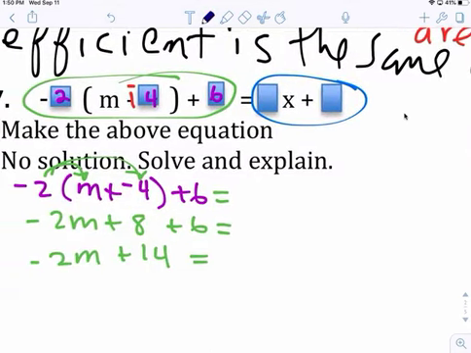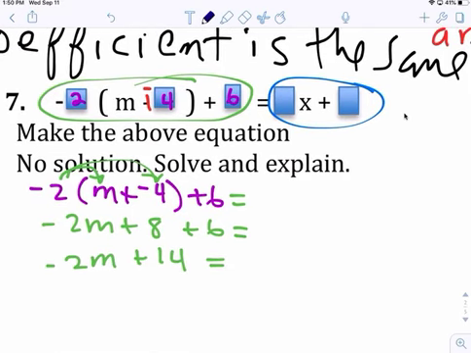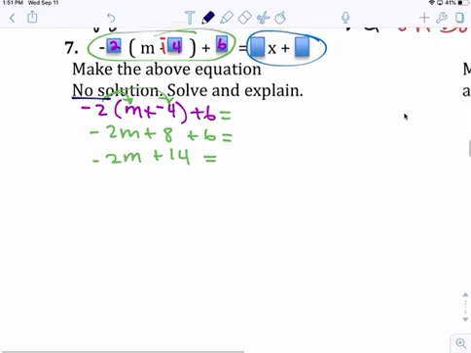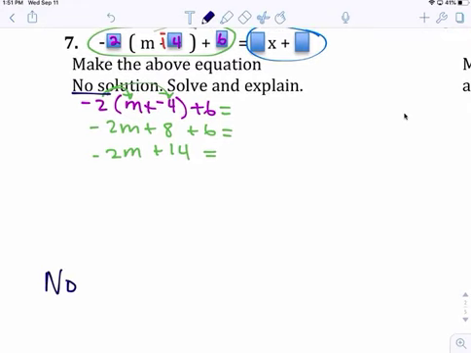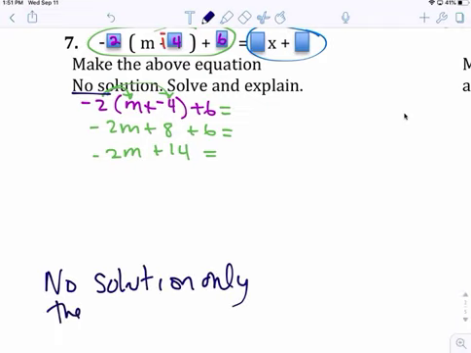Right here, the missing number, this is no solution. So only the no solution. For no solution, the coefficient has to be the same. No solution, only the coefficients are the same.